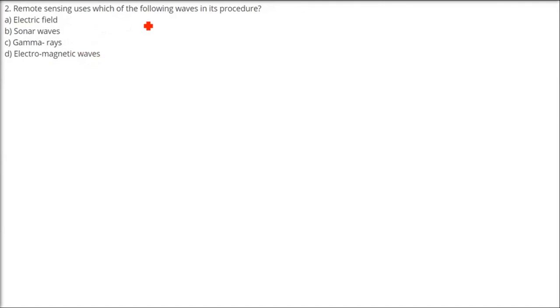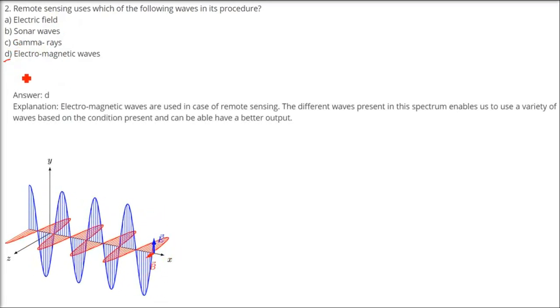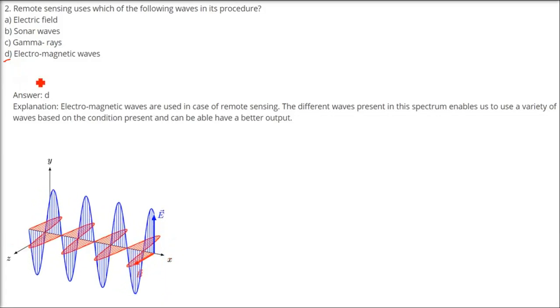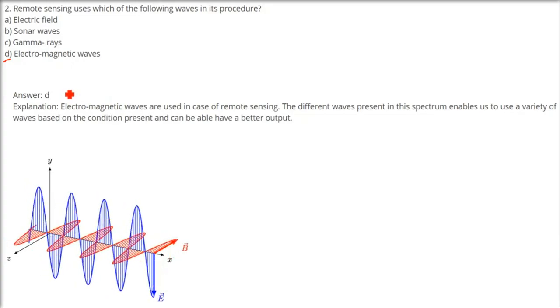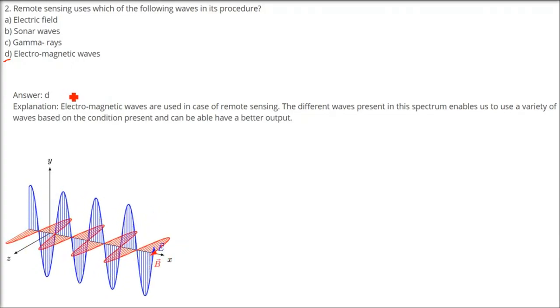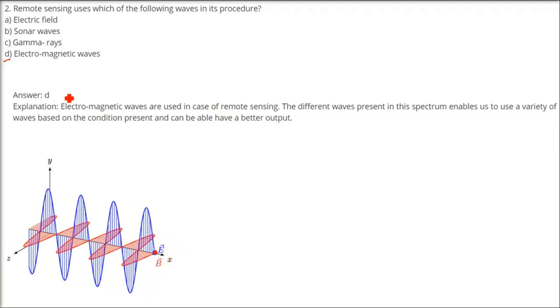Next: remote sensing uses which of the following waves in its procedure? Whenever we do remote sensing, we are sensing and understanding the object without contacting it. So which waves are important in this case? The answer is electromagnetic waves. Remote sensing uses these waves. First, the different waves present in the electromagnetic spectrum; we will be talking about the spectrum just now.